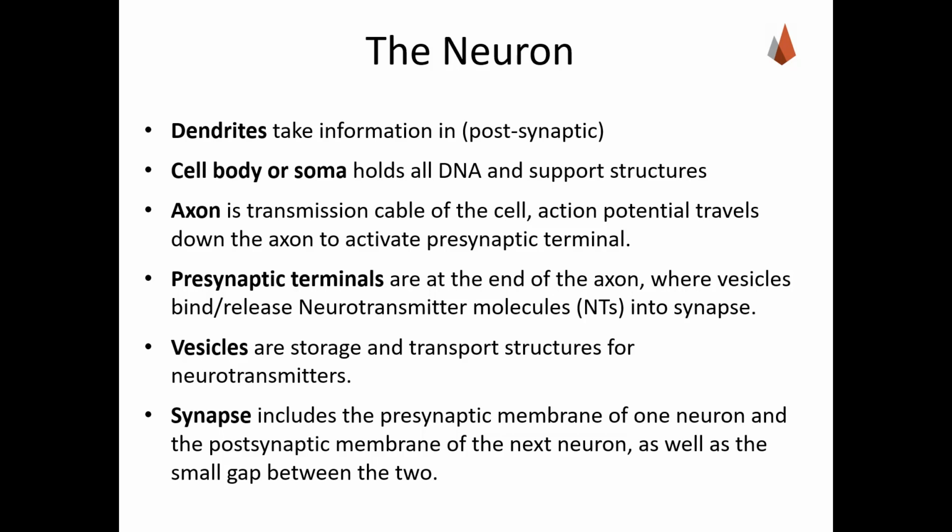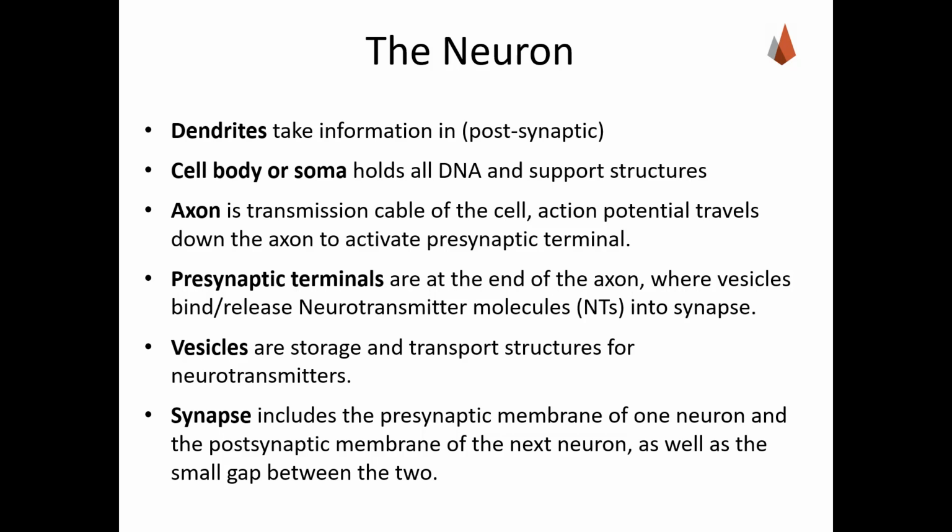And what are vesicles? Vesicles are like purses. They're like backpacks. They're just storage and transport structures for neurotransmitters. Vesicles get filled with neurotransmitters up in the soma, and then they travel down the axon and wait at the presynaptic terminals for an action potential. When they bind with the presynaptic membrane and release their neurotransmitters, those neurotransmitters float into a gap between this neuron and the next one. That's called the synapse. A synapse is basically the presynaptic membrane of one neuron and the postsynaptic membrane of the next neuron, and there's a small gap between the two.